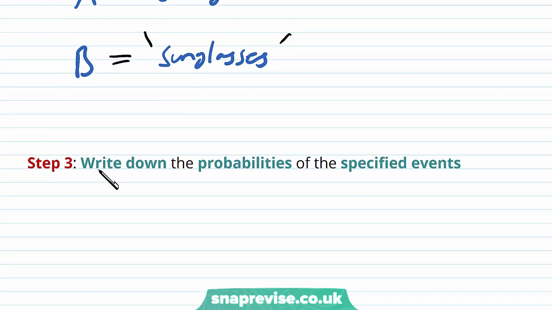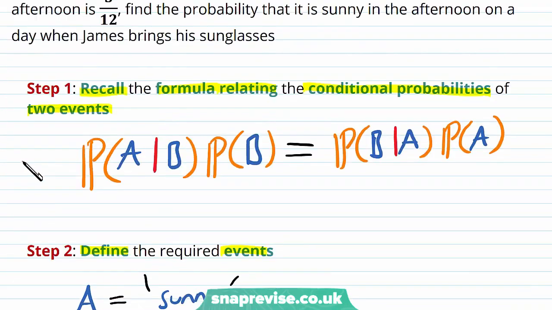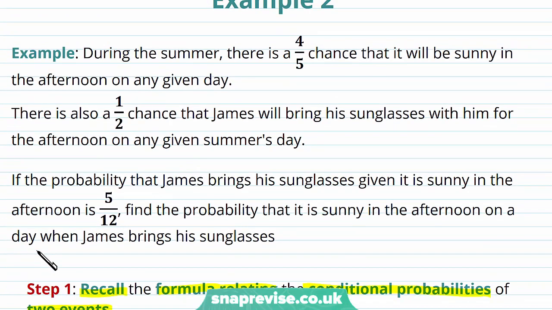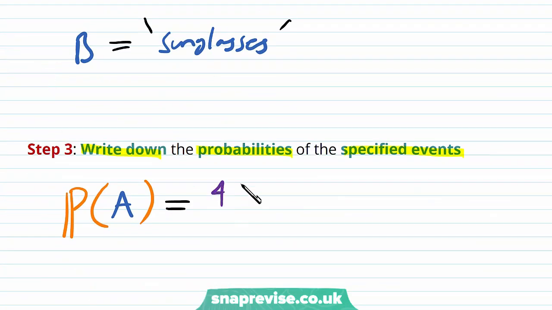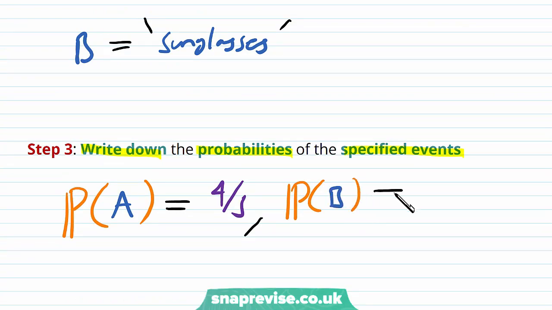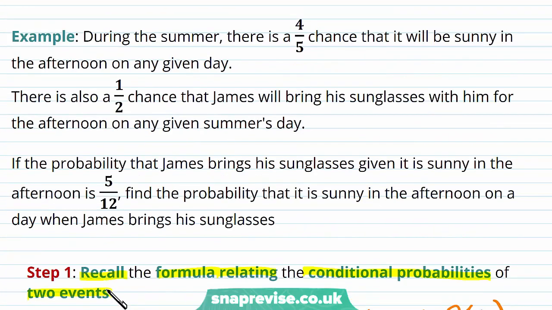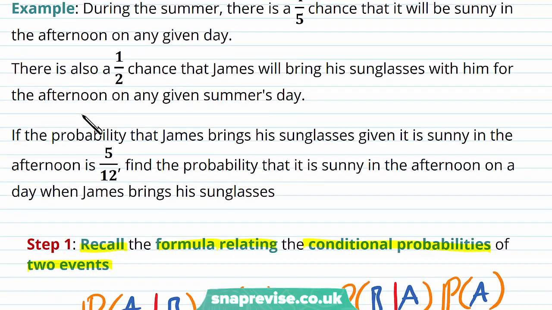Our third step is to write down the probabilities of the specified events. All we have to do here is to interpret the question. We have that the probability of the event A is equal to, let's have a look at the question, 4/5. That is the probability of it being sunny. We have the probability of B, and looking at the question, this is going to be precisely 1/2. This is the sunglasses probability.